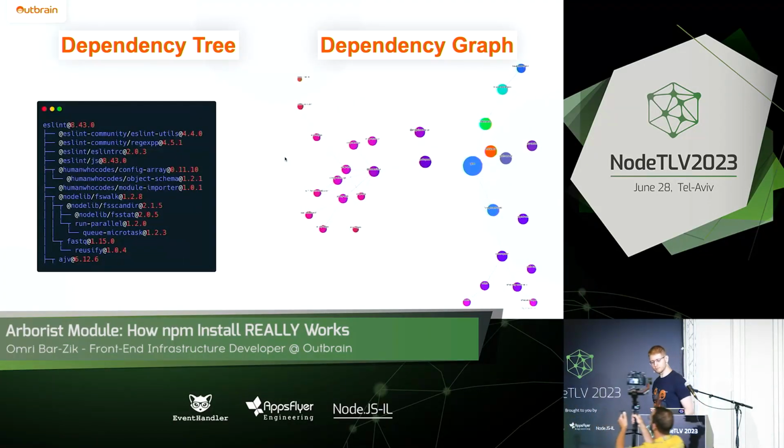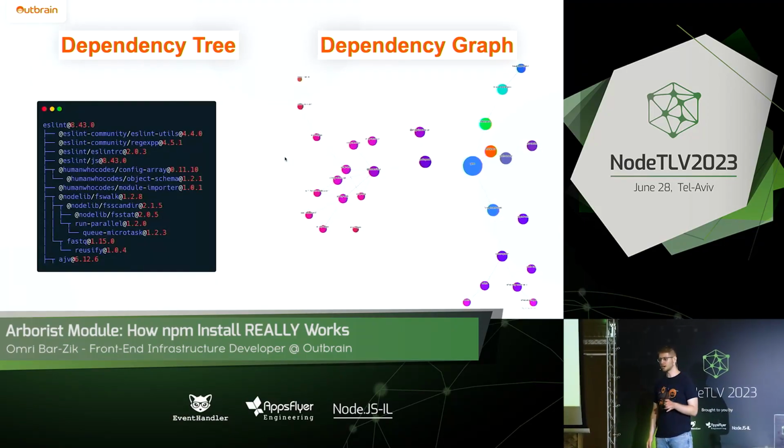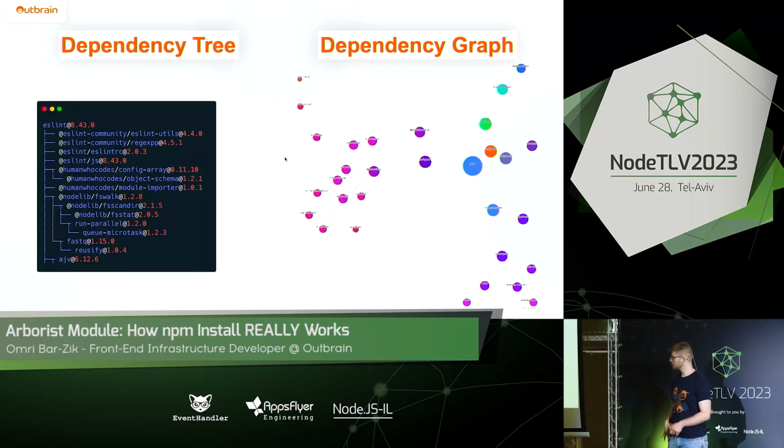Now, when we're converting from the dependency graph to the dependency tree, there is one crucial thing that npm does while doing so. It thinks about how Node resolves external modules. So let's see what it actually does.